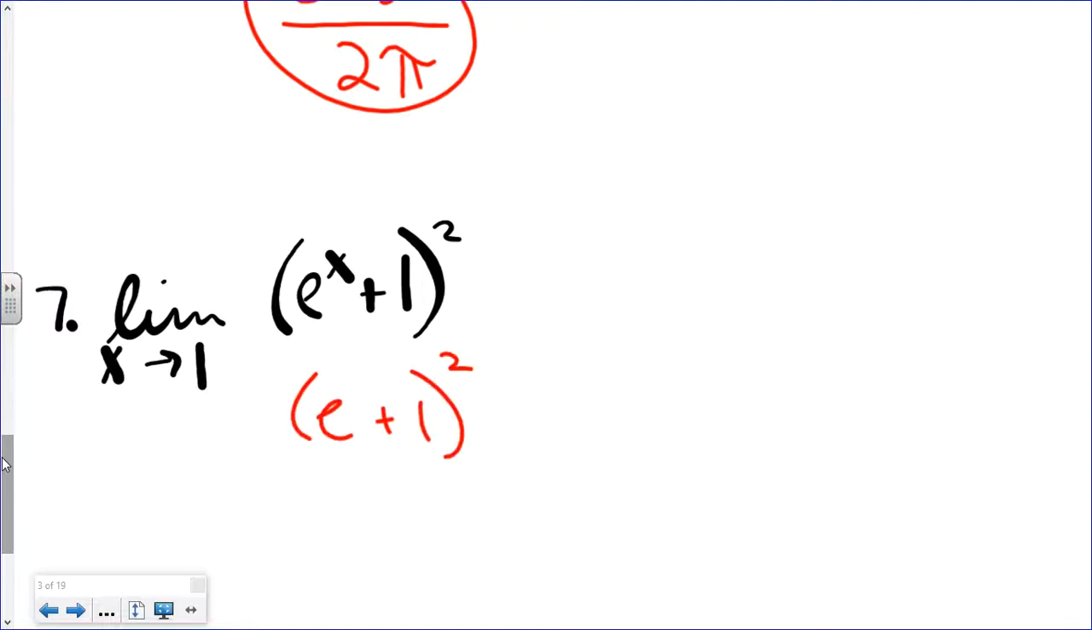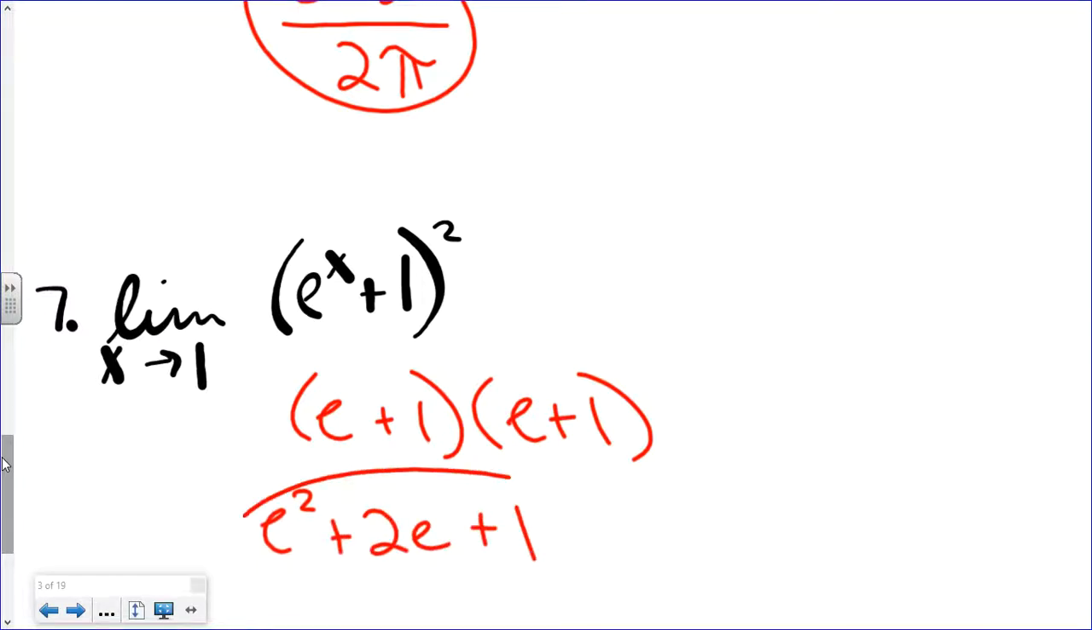Basically, I get that. You can and you should FOIL this out. Okay. That's not too terribly difficult to do. Not difficult at all to do. Okay. What's e times e? 1e and 1e makes 2e. 1 times 1 is 1. And that would be my exact answer.